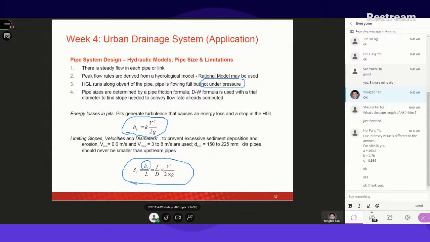Normally the HGL is the same, that means it runs along the surface of the water in the pipes if there's no pressure. But if the pipe is under pressure, the HGL will be different. The HGL will be higher. So based on the assumption, HF, the head loss, over L is the slope, meaning the slope of the pipe.